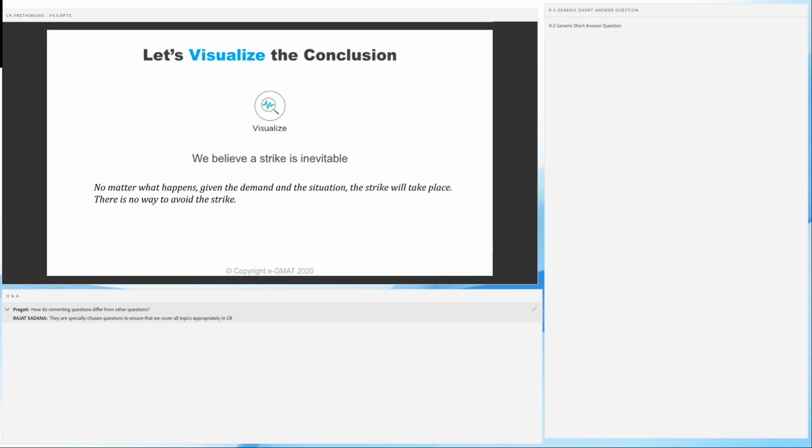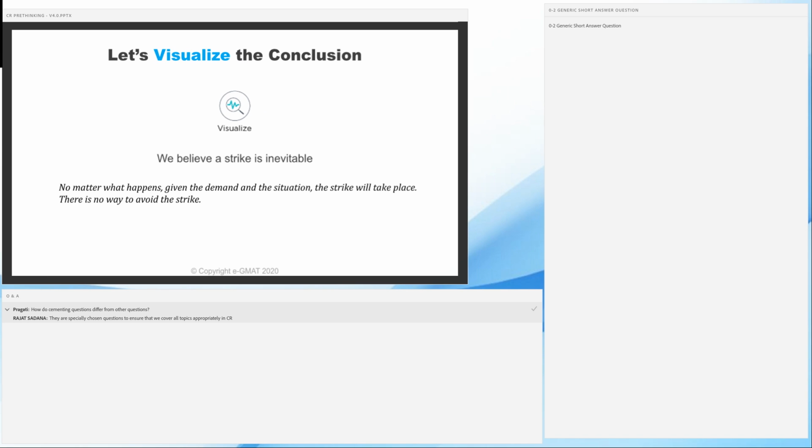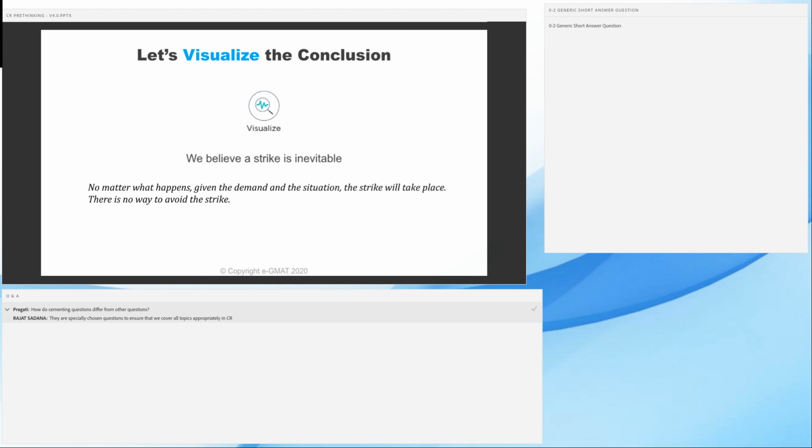So let's focus on this. Let's visualize the conclusion. The conclusion says we believe the strike's inevitable. What does that mean? It means that no matter what happens, we're going to have a strike. There's no way to avoid the strike. Now, you guys should remember the argument by now, but if you don't, I'm going to share the argument over here at the bottom. Let's make this bigger. I'm going to bring in my notes pod here.